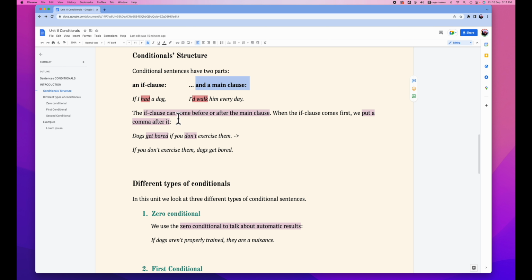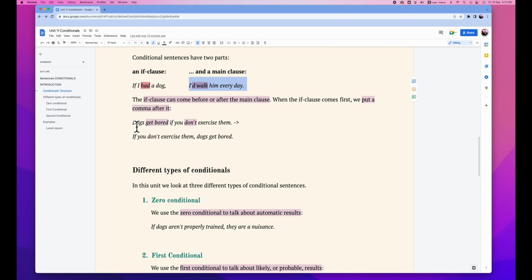The if clause can come before or after the main clause. The main clause, you can see, has nothing to start with. And if the if clause comes first, we put a comma after it, and the main clause follows this comma. For example, dogs get bored if you don't exercise them, and it will change to become: if you don't exercise them, comma, the main clause, dogs get bored.